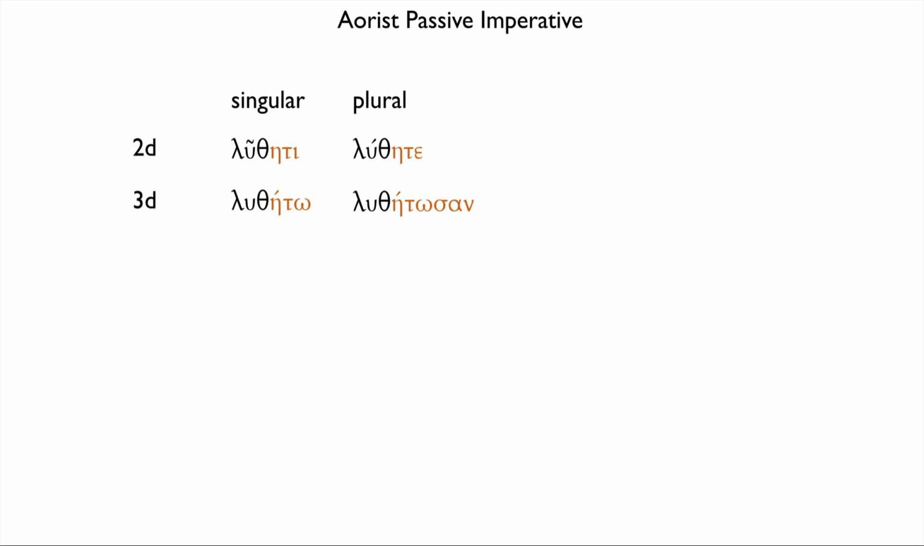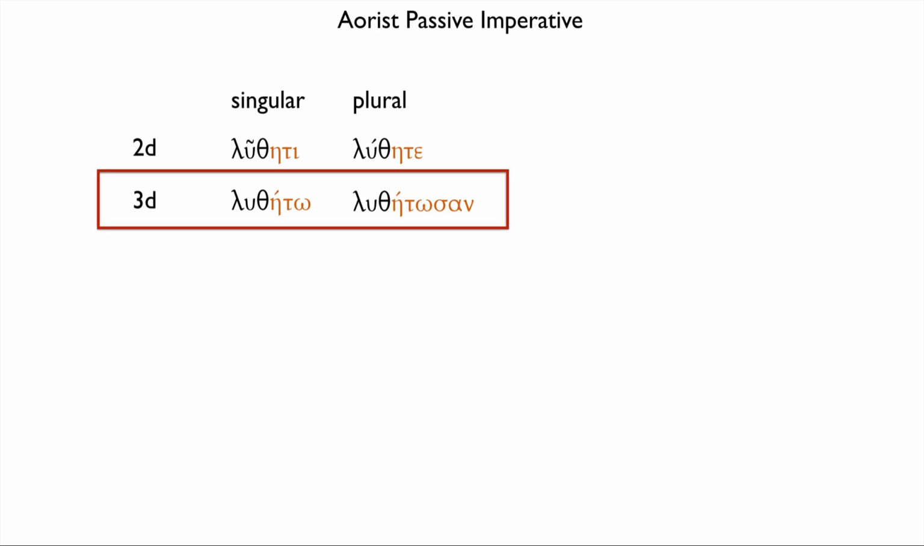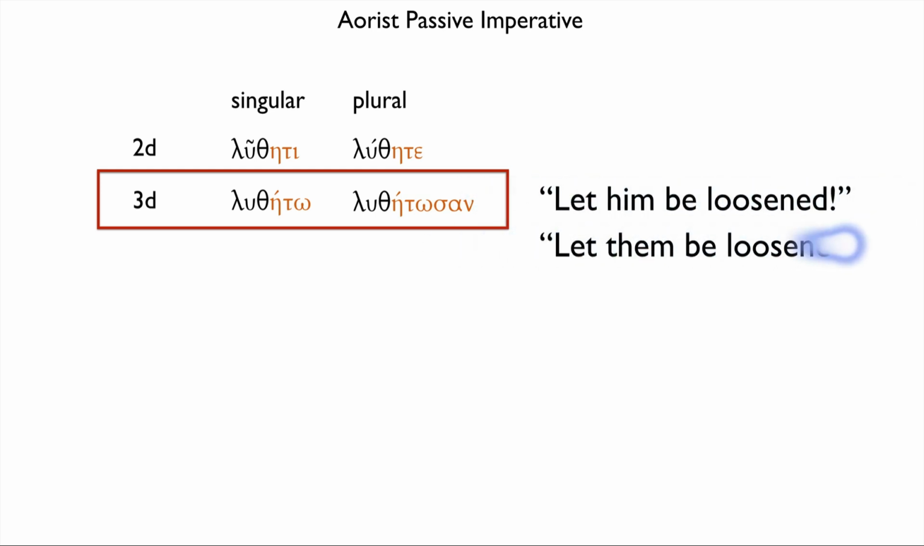So far, we've been thinking about imperatives in the second person. That is, imperatives directed towards someone else. Thou shalt not. But what about these third person imperatives? How do you even translate that in English? Well, frankly, it's difficult. We don't have a third person imperative. So typically, when rendering a Greek third person imperative, which is a command to a thing, we say, let him be loosened, or in the plural, let them be loosened, or let it, as the case may be.